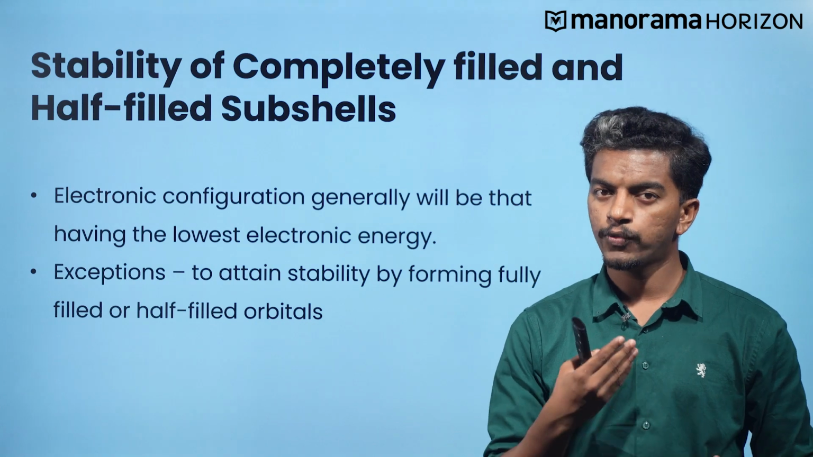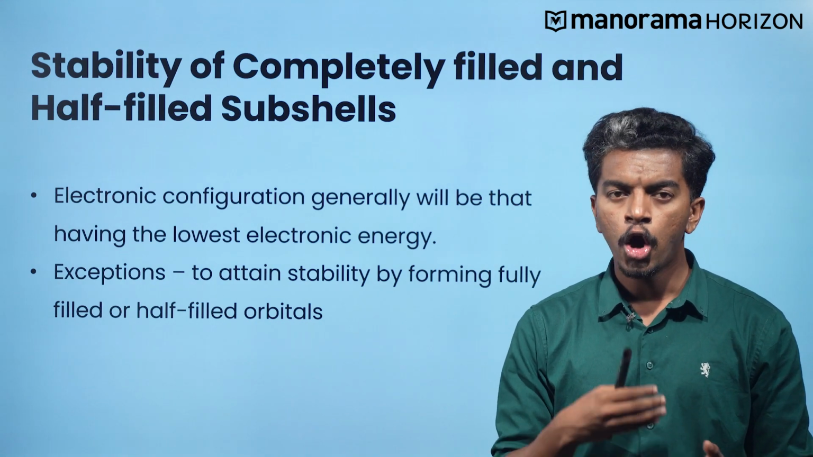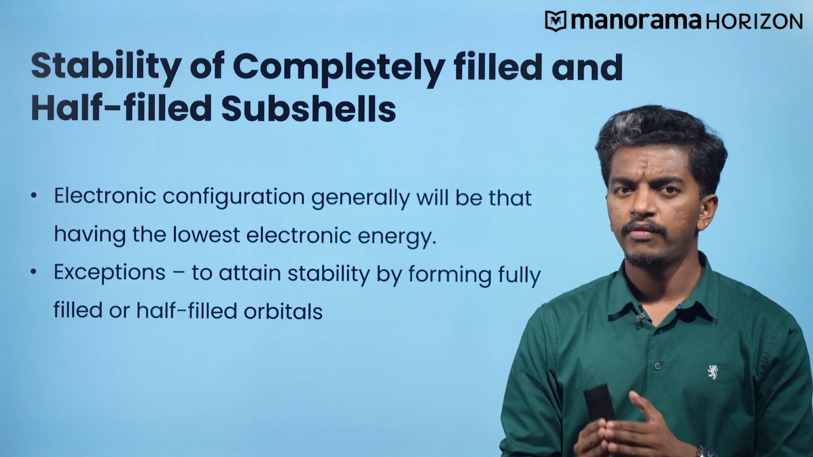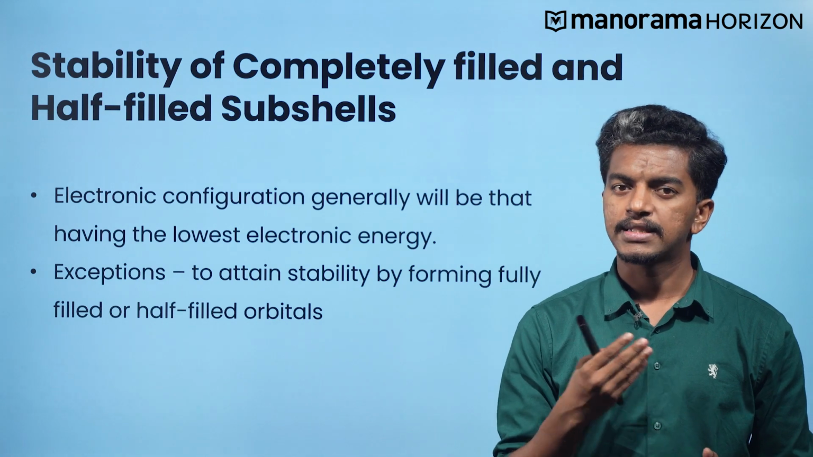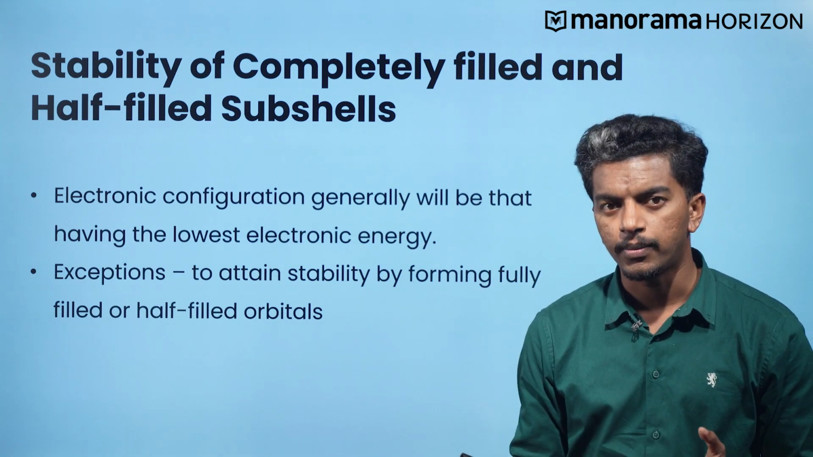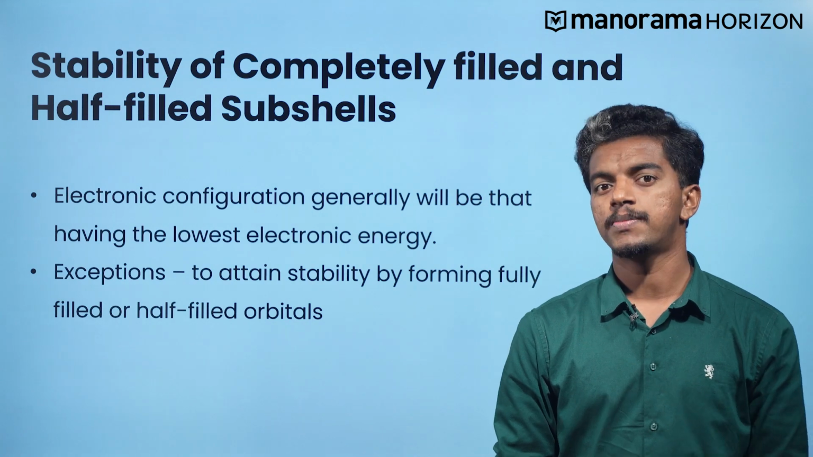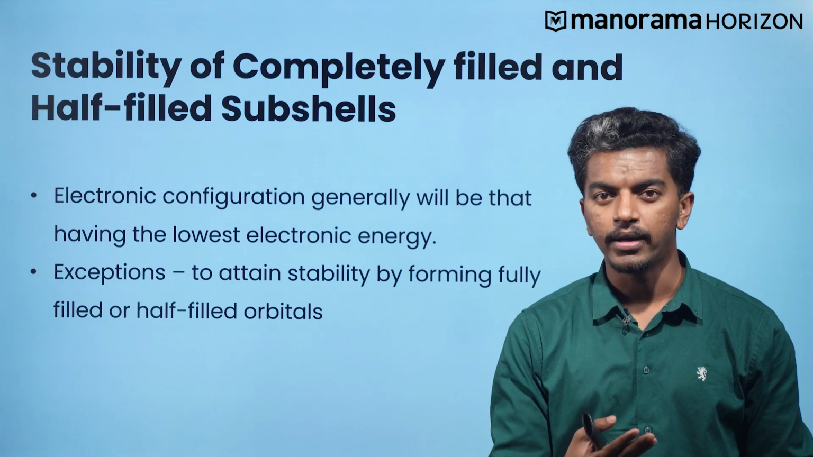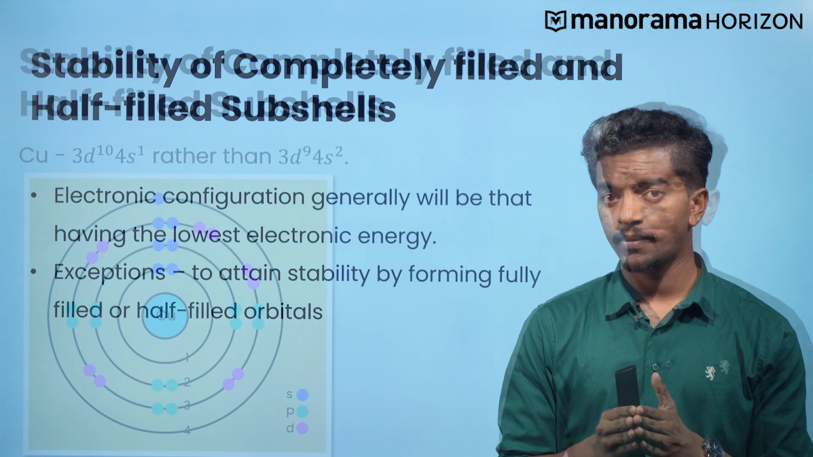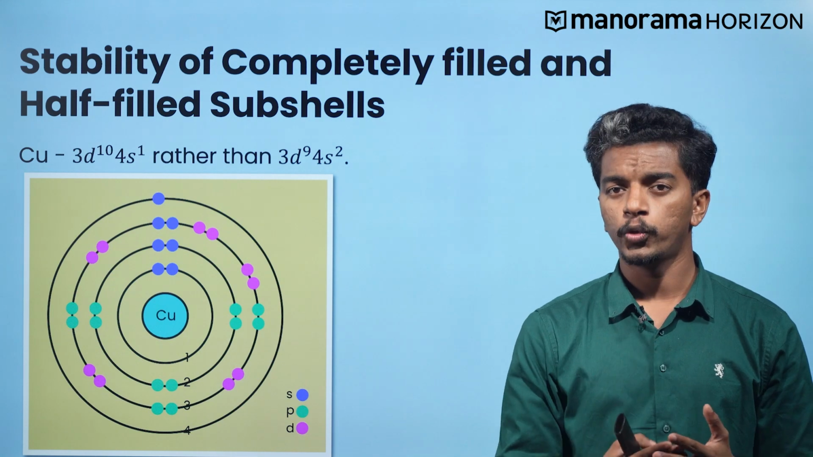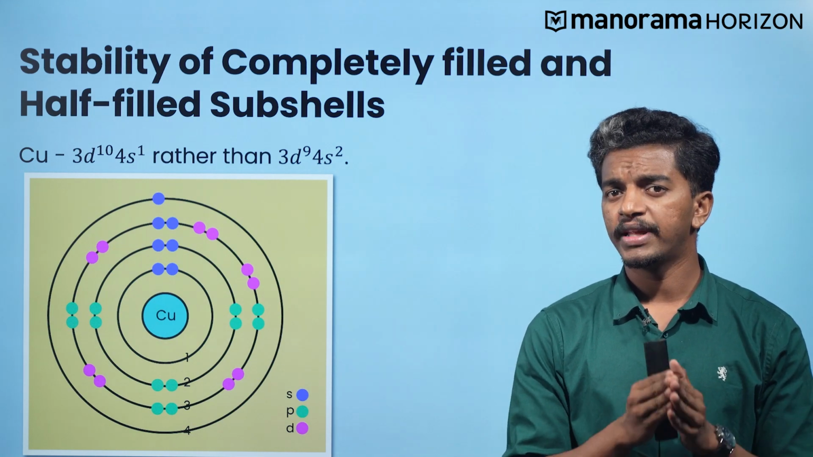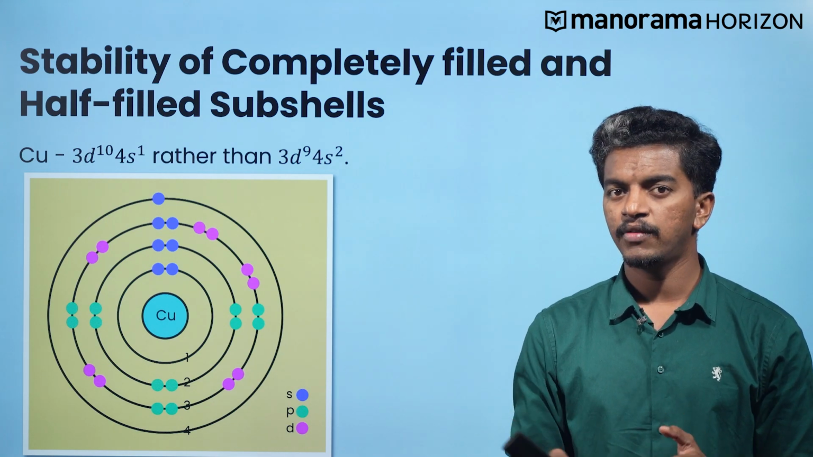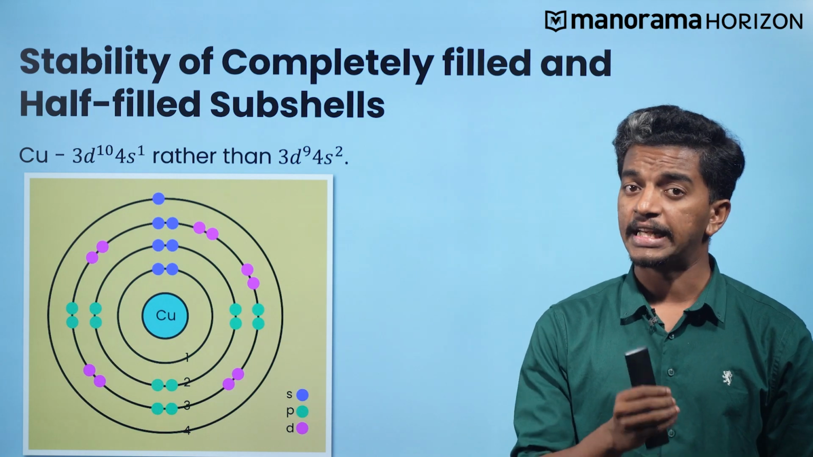Here, the ground rules for writing the electronic configuration of elements always correspond to the state of lowest electronic energy. But like chromium, we have exceptions as well. These exceptions are because of the shift of electrons from a subshell of lower energy to a subshell of higher energy. This leads to the higher energy orbital being completely filled or half filled for more stability. In the case of copper with atomic number 29, the more stable electronic configuration will be the d subshell completely filled and the s subshell half filled rather than the d subshell with 9 electrons and the s subshell completely filled.